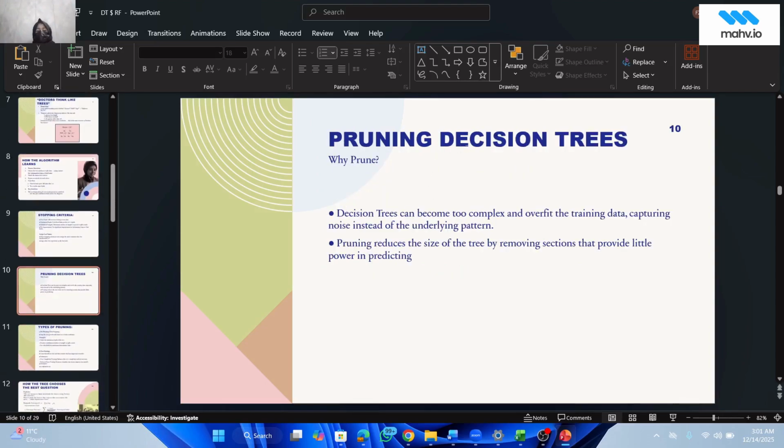So what is pruning in decision trees? As we have discussed the overfitting issue, the model is over-generalized, that is, over-trained on the data points. A decision tree can become too complex and overfit the training data, capturing the noise instead of the underlying pattern, so your model is now also fitting on the noisy data points. Pruning reduces the size of the tree by removing the sections that provide little power in predicting. So it will reduce the size of your tree in order to make better predictions.